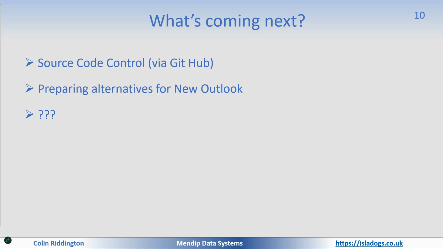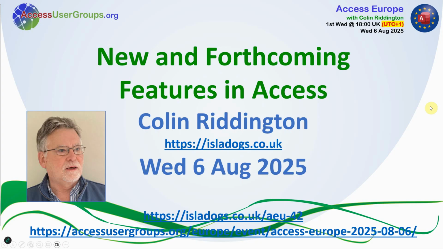And they've said that there will be another feature added to the roadmap in the near future. But we don't know what it is because they deliberately didn't tell us. So whether that's the source code control or something else, I don't know. But there will be something added soon. You can get the article there at isleofdogs.co.uk, AEU42, all those links there.